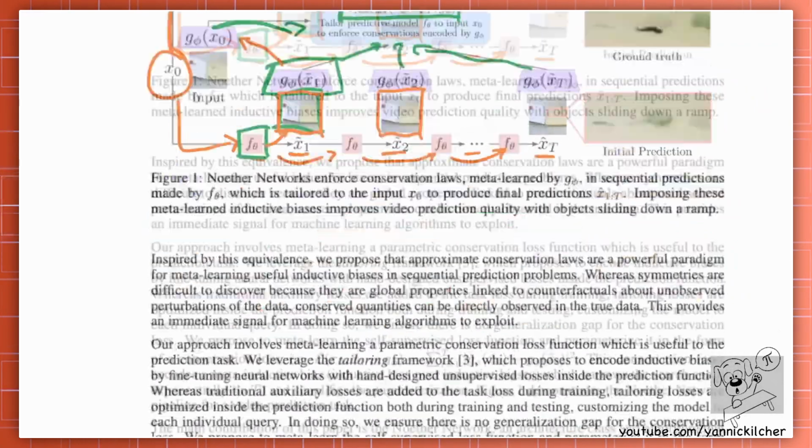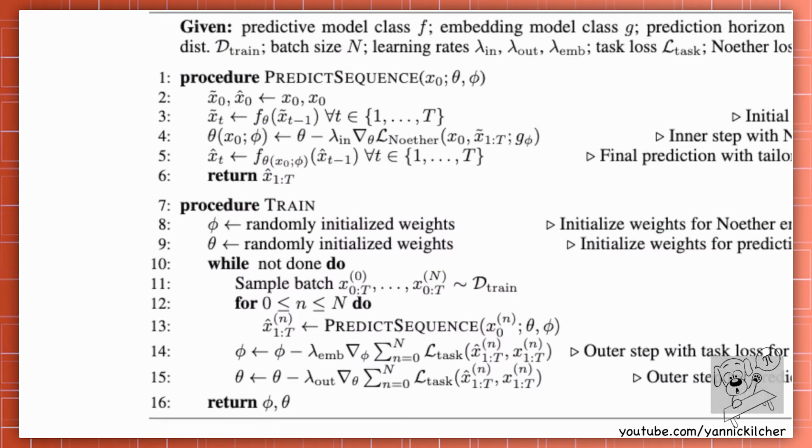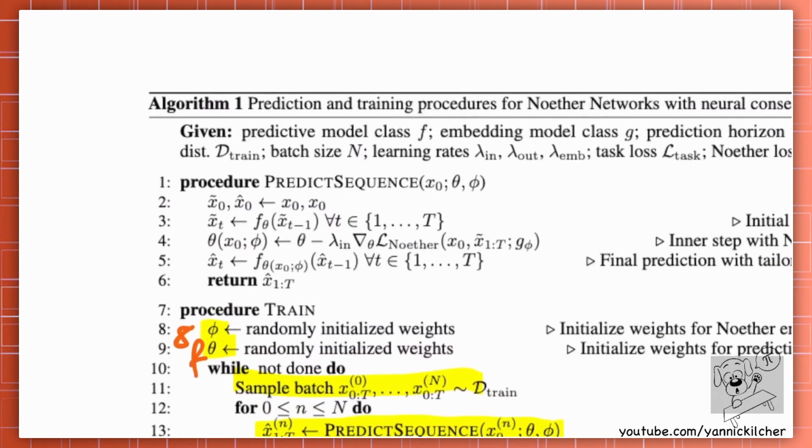So again, here is the entire training procedure in an algorithm. Let's start down here. They start with randomly initialized weights. These weights here are for the G network. These weights are for the F network. They sample batches. For each batch, they predict the sequence. The sequence prediction is this entire thing we just looked at. I'm going to start at the initial frames and use the original F, the one I currently have, unconditional, to forward predict all of the frames once.